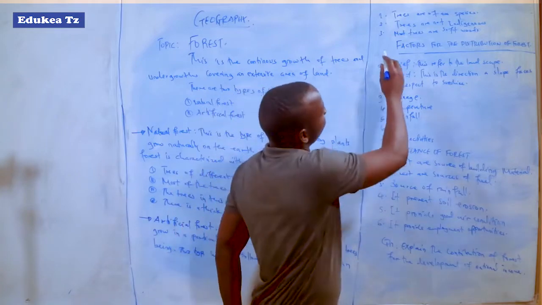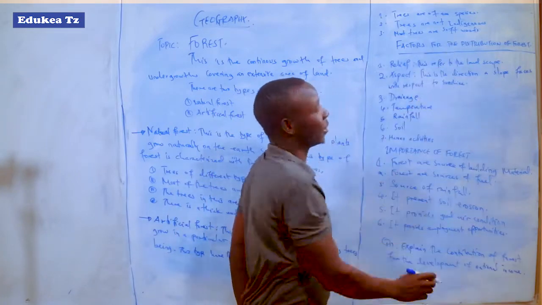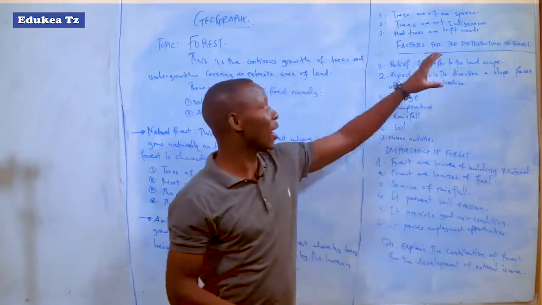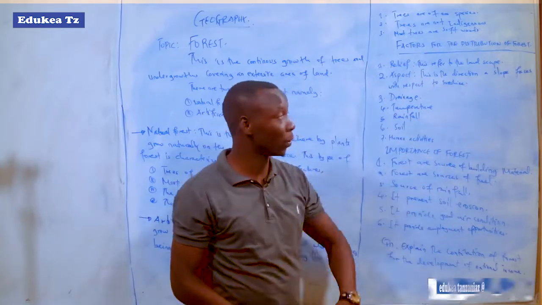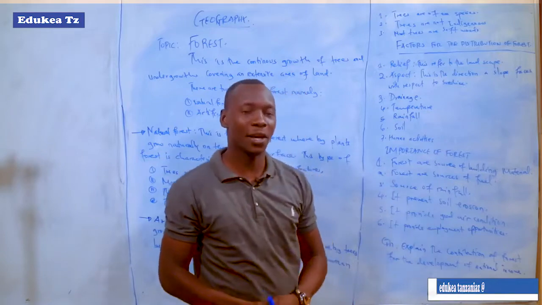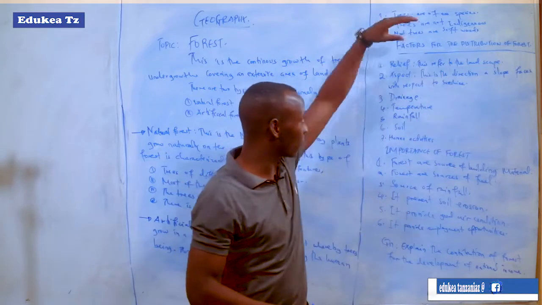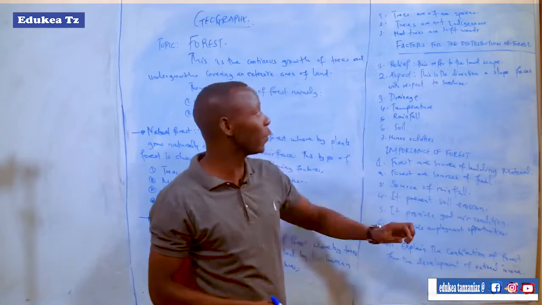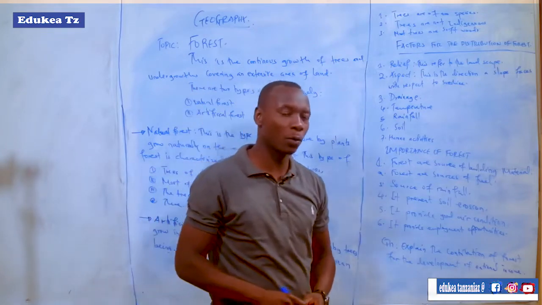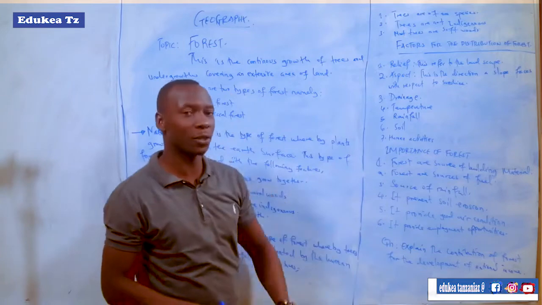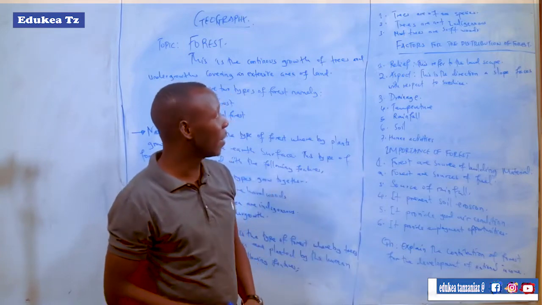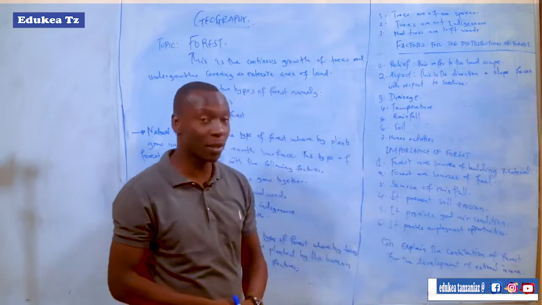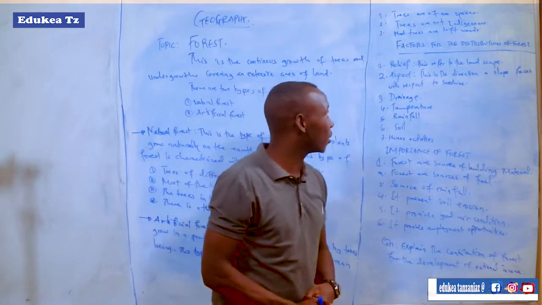So point number two, trees are not indigenous. Trees are not indigenous because they have not occurred naturally in that particular area. A human being has decided to plant those trees. That's why we say they are not indigenous. But if they occurred naturally, we could say they are indigenous. If a human being is the driving force for the trees to be there, they are not indigenous.